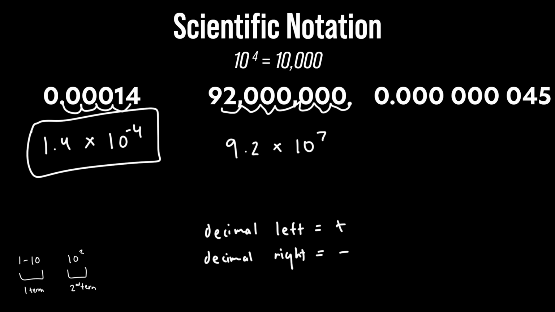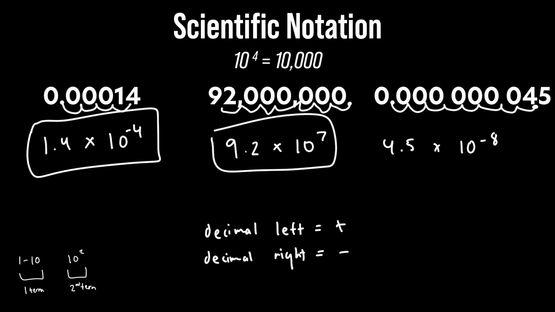Now, this last one is just a really big number. 1, 2, 3, 4, 5, 6, 7, 8. So if we move the decimal point 8 times, we'll get 4.5. This is in between 1 and 10. And we're going to multiply this by 10 to the negative 8 power. And so all of these three have been effectively written in scientific notation.